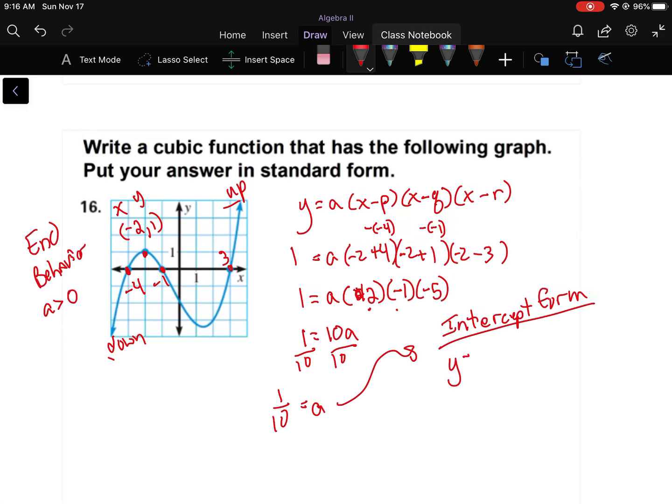So if I go back and I write my equation in intercept form, it would be y is equal to 1/10 times (x plus 4)(x plus 1)(x minus 3).